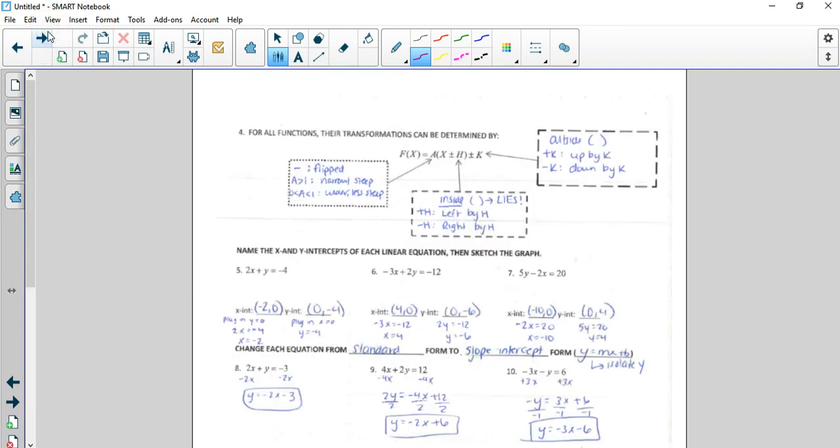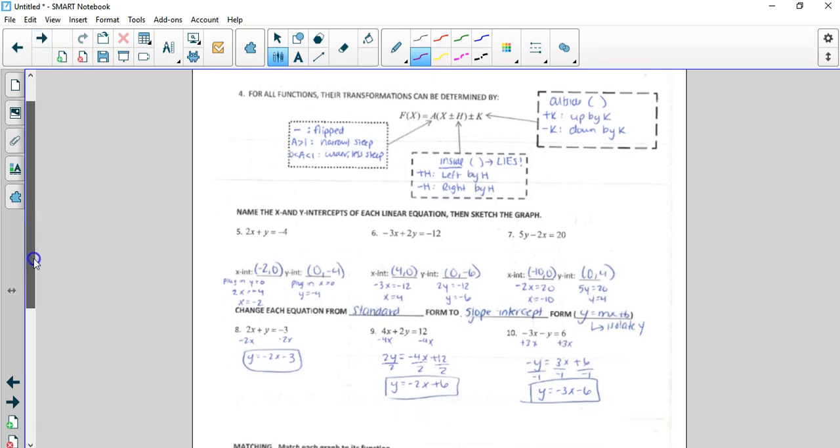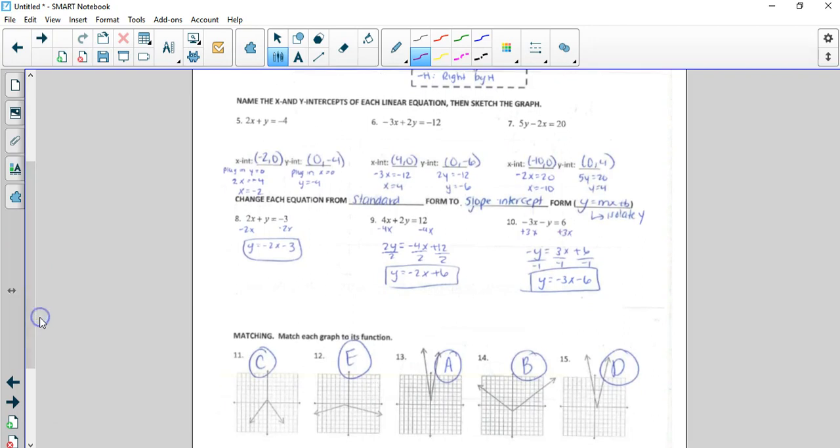Again, more stuff to read about what's happening, what the different letters do. So make sure you remember this. Okay, looking at 5 through 7.